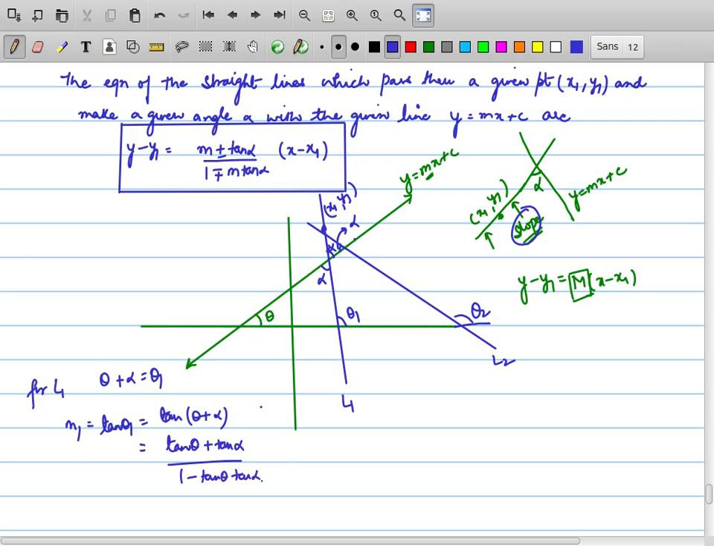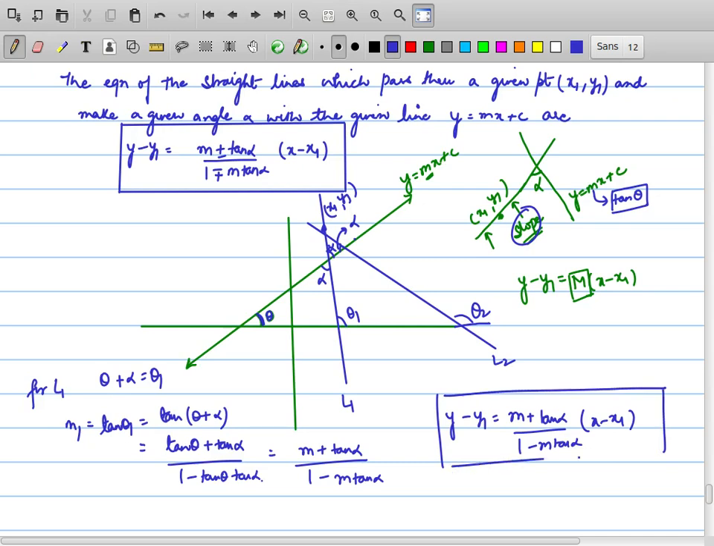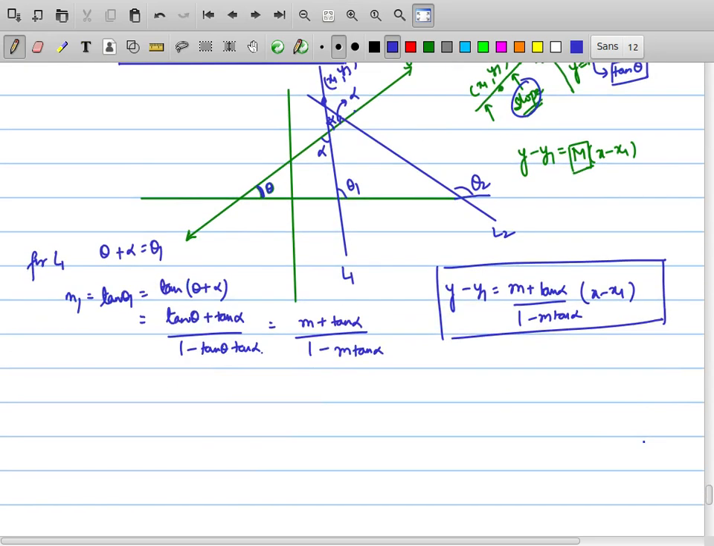Now tan theta is what? Tan theta is the slope of the line whose equation is given to us. This was the angle that we had considered for our line which was given. Therefore this is m plus tan alpha upon 1 minus m tan alpha. Therefore the first equation of our line can be y minus y1. We have already found the slope now. M plus tan alpha upon 1 minus m tan alpha into x minus x1. This could be one of the equations of our line.